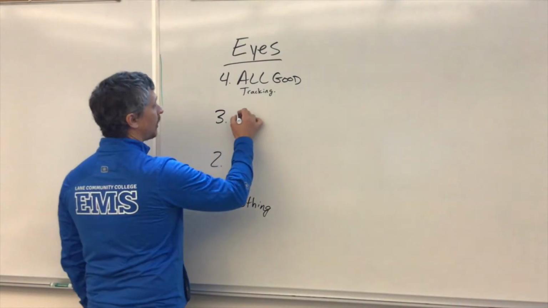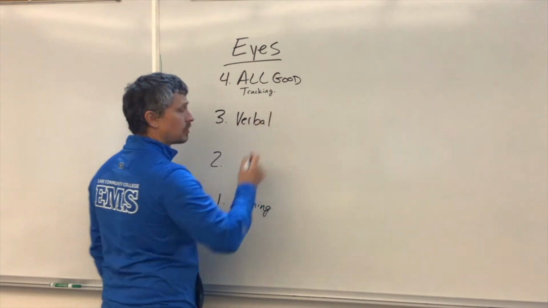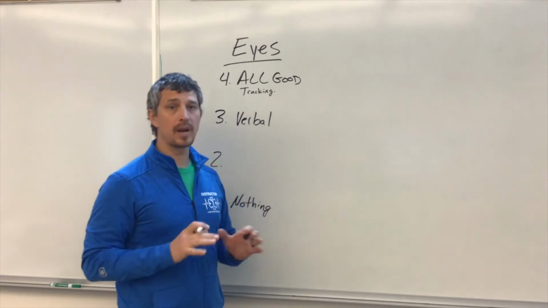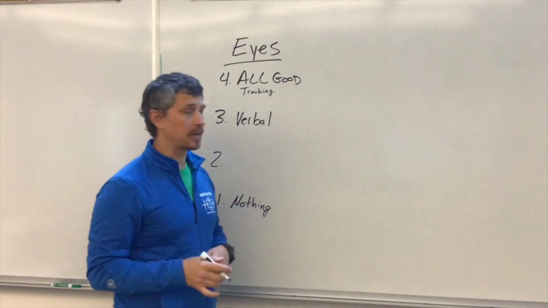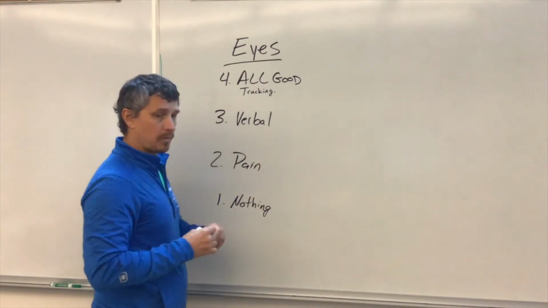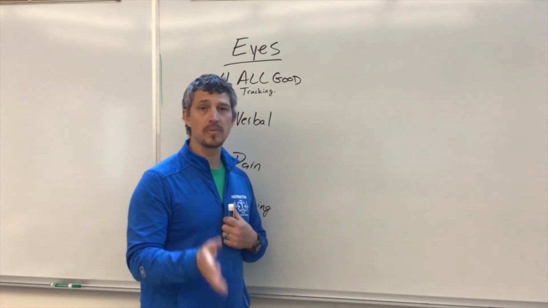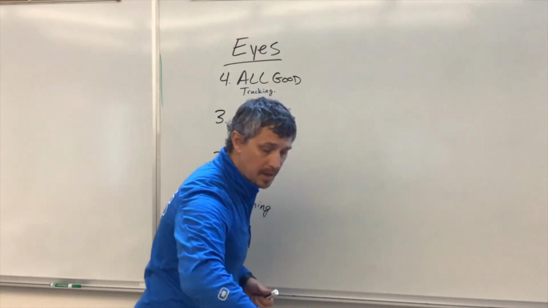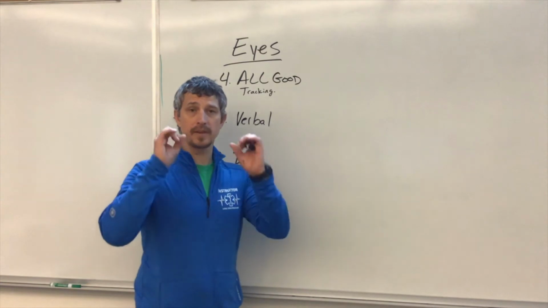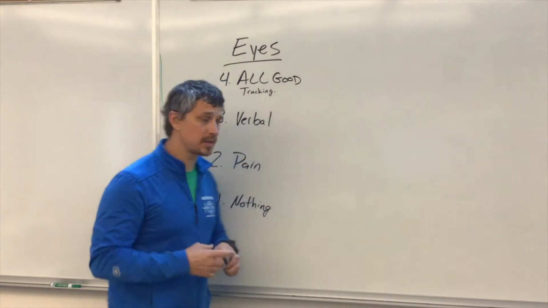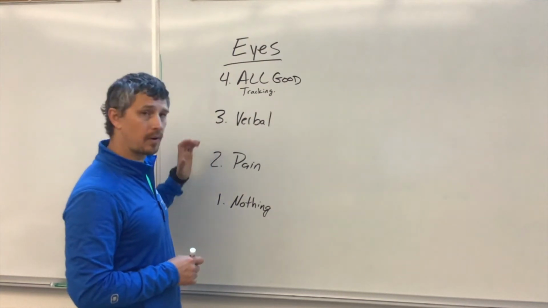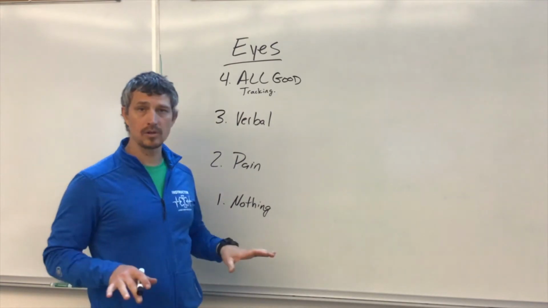So for our 3, we're going to have our eyes open to verbal stimuli. So we come in, we say, hey, can you hear me? Hey, how's it going? Whatever it is, they're going to open their eyes and they'll track you. For 2, that's going to be our pain. So we come up to our patient, hey, can you hear me? No response. Our next is going to be a painful response. We give that sternum rub, whatever it is. We get the painful response. If our patient can open their eyes to that painful response, they're going to get a 2 on our GCS scale. 4, all good. 3, verbal. 2, pain. 1, closed eyes, no response.